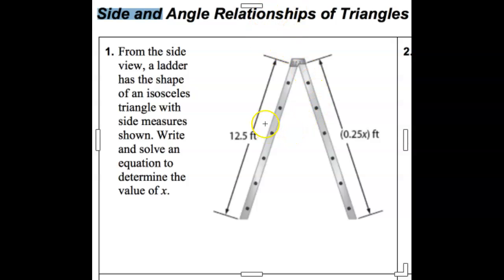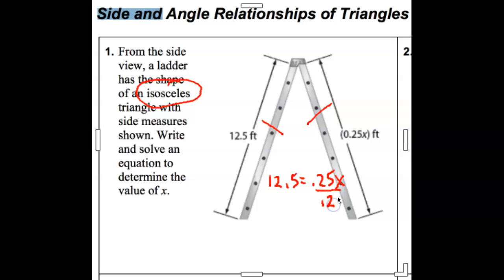We know that this is equal to that because it just told us that this was an isosceles triangle. So we're going to go ahead and write the equation of 12 and 5/10 is equal to 25 hundredths times x. So how are we going to get the x by itself? What property of equality are we going to use? Are we going to add, subtract, multiply, or divide both sides? Answer that, please. Very good.